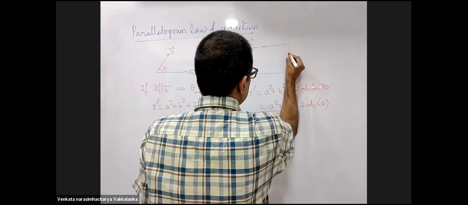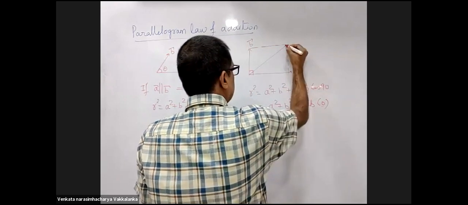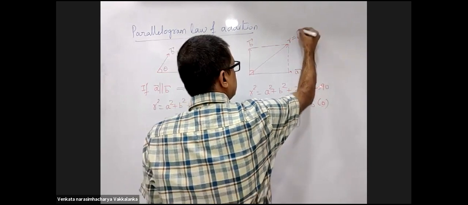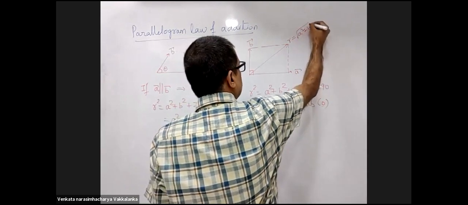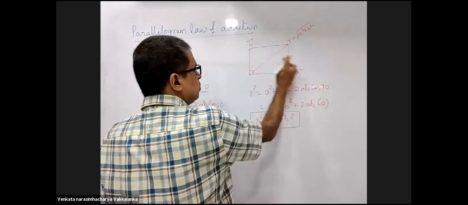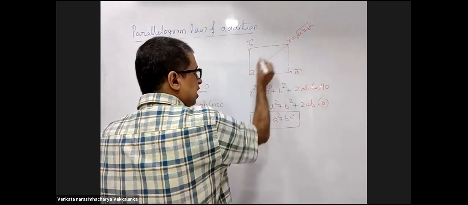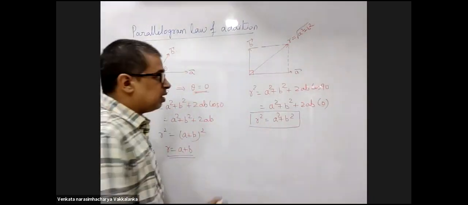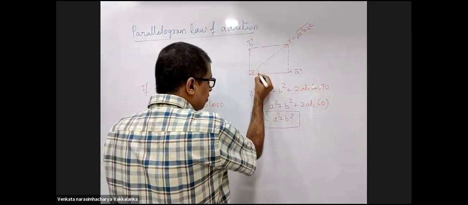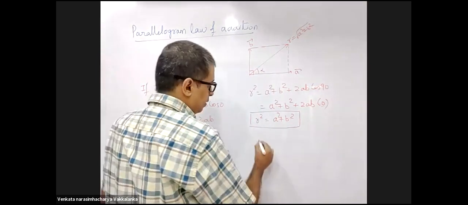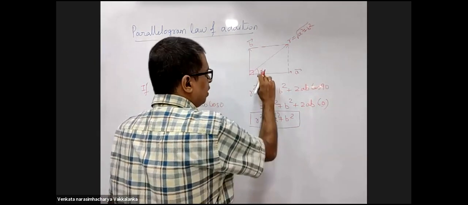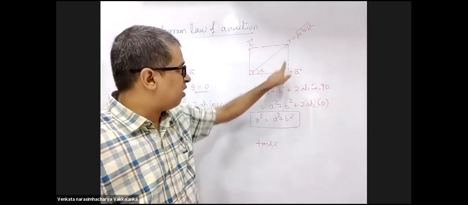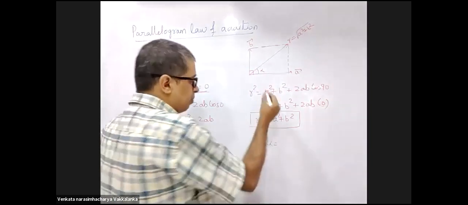So your resultant will be the diagonal. R will be root over of A square plus B square, because if this is B, this is A, this itself is a right angle triangle. So by Pythagoras theorem, R square is A square plus B square. Now just for your information, tan alpha, actually I can see it is B by A. Tan alpha is B by A, but yet let me apply the formula.